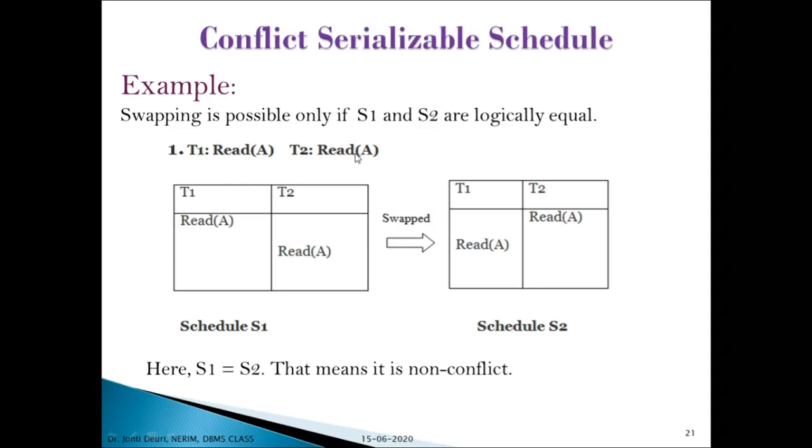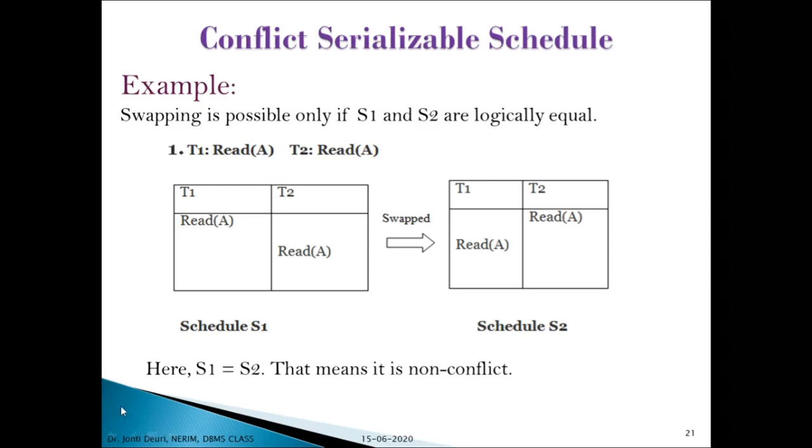But here there is no write operation. Transaction 1 just reads the A value, and transaction 2 also just reads the A value. If you change the order, first reading for T2 and then T1, there is not a problem. The output will not change because there is no write or update. You are only accessing the data. Either T1 first or T2 first, it does not matter.